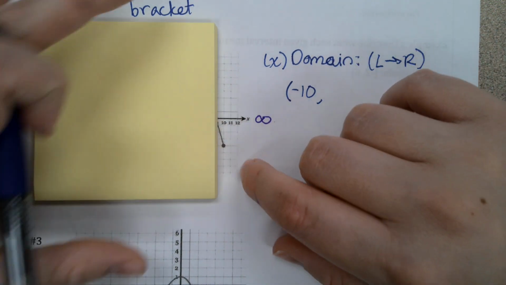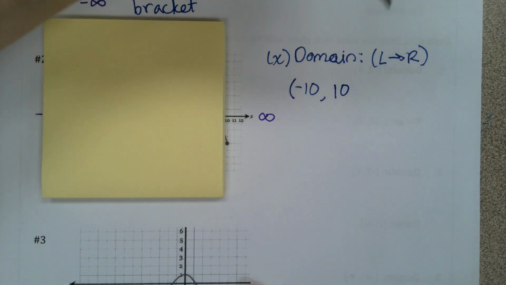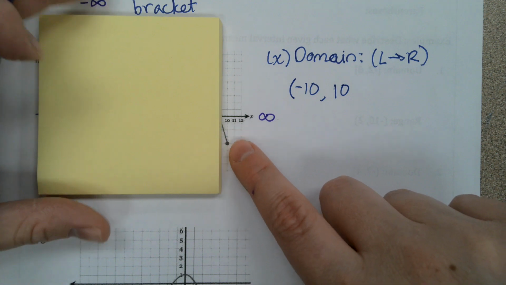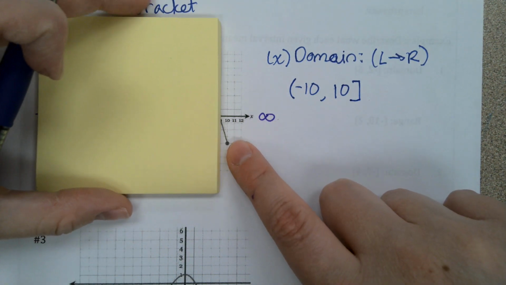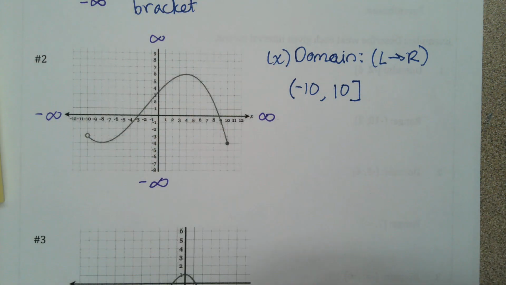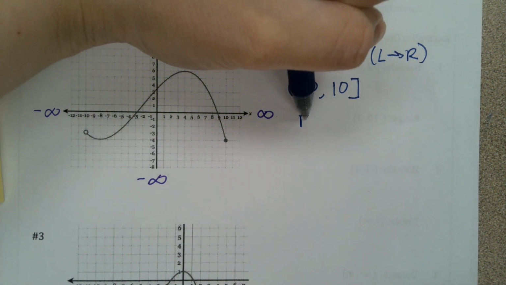That's the last sign of the graph. After that, it is gone. So 10 is our ending point, and it is a closed dot. It's filled in. So this is a bracket. So 10 is included, negative 10 is not. So those are my range of x values for this function. Now let's do the range.